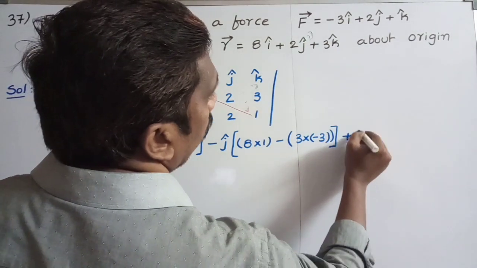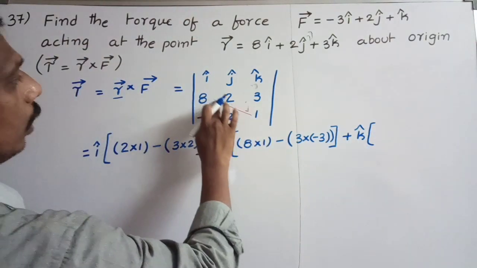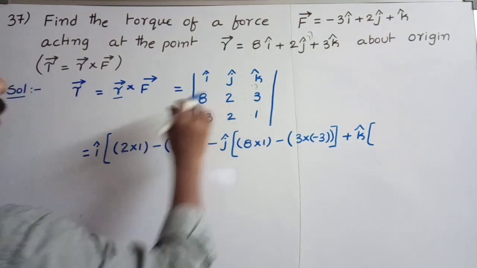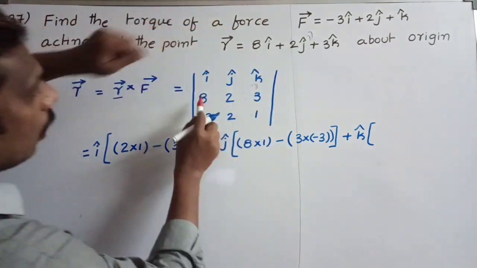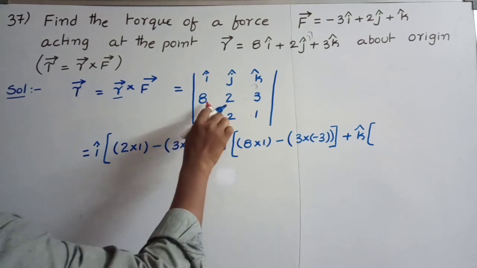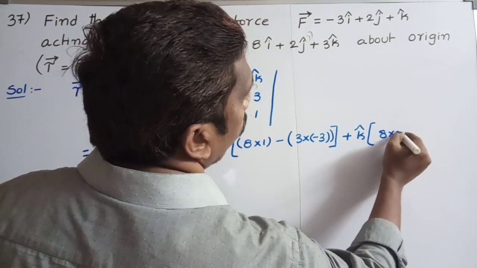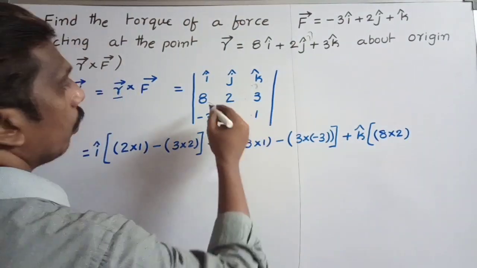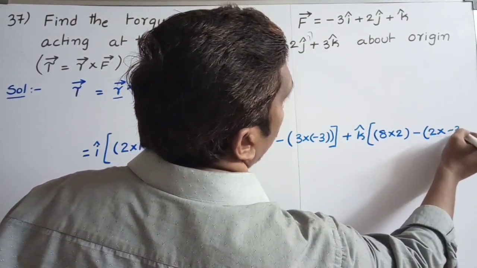Plus k cap into, in this, leaving this column and row, we get 4 elements. We multiply in this way: 8 into 2, formula minus 2 into minus 3.